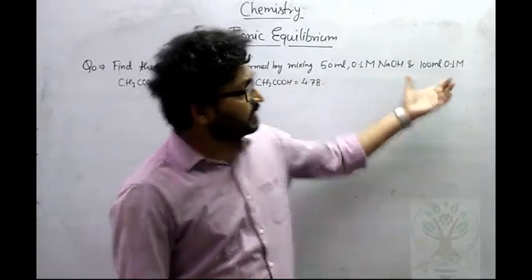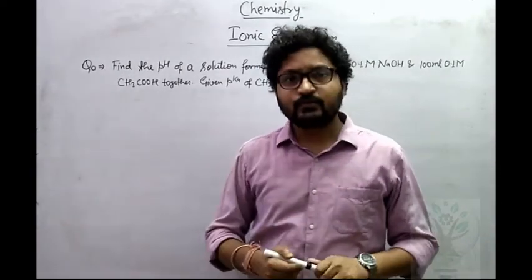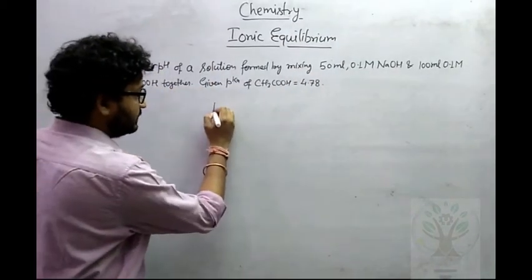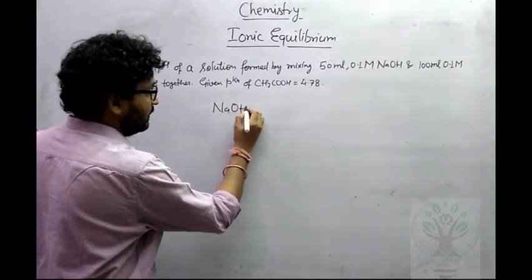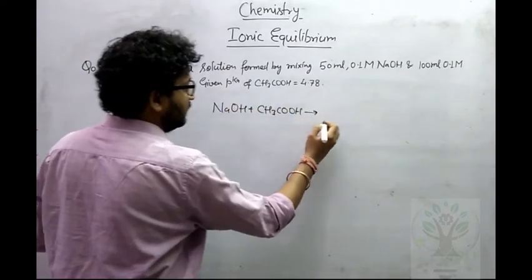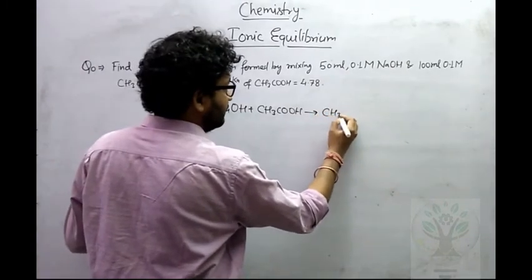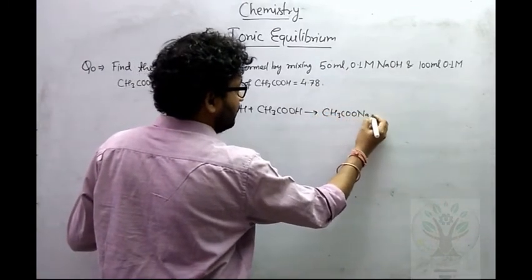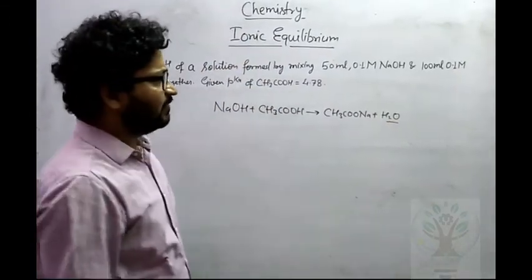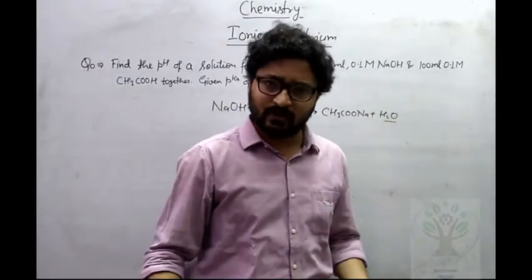See, I am adding base in what? Acid. So when I add base in acid, what will I get? Salt. Let's see, this reaction will happen. NaOH will react with CH3COOH to give you CH3COONa plus water. Water you don't require to write here. Why? Because everything is going on in water only.